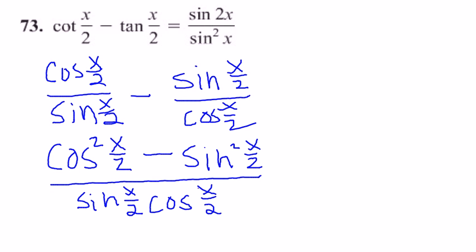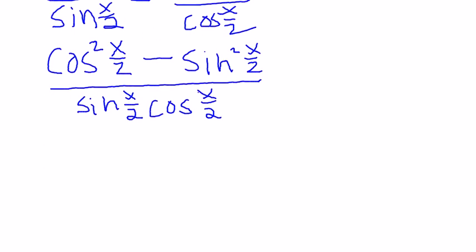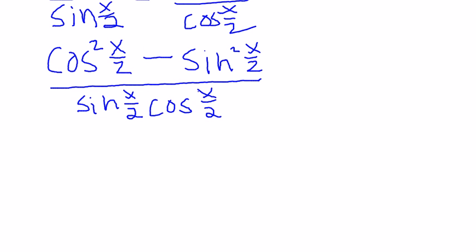Now if I look at my identities for cosine squared x minus sine squared x, I see that that's cosine of 2x. But instead of cosine squared x minus sine squared x, I have cosine squared x over 2 minus sine squared x over 2. So when I multiply x over 2 by 2, what I'm going to end up with is just cosine of x, because 2 times x over 2 is x.